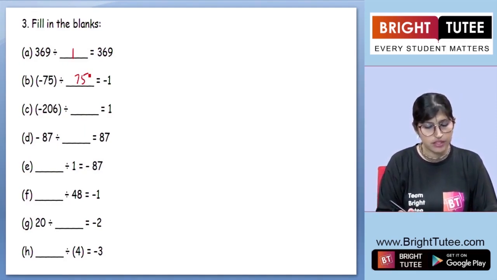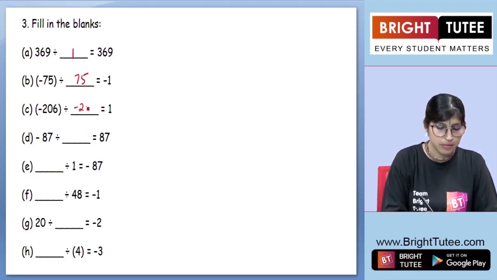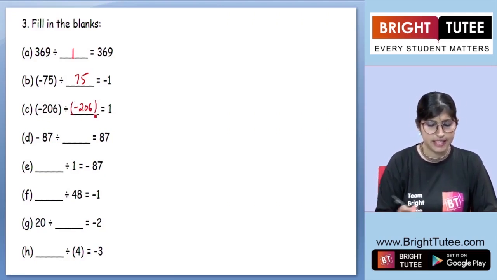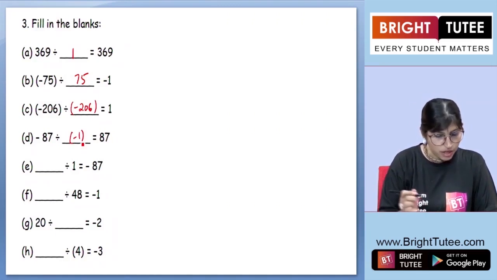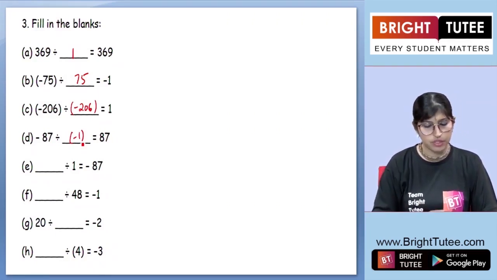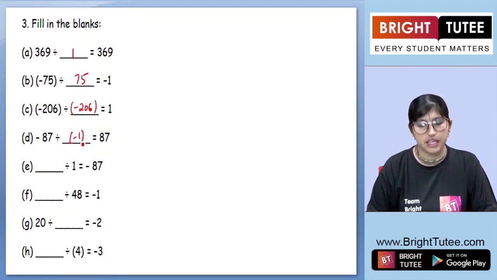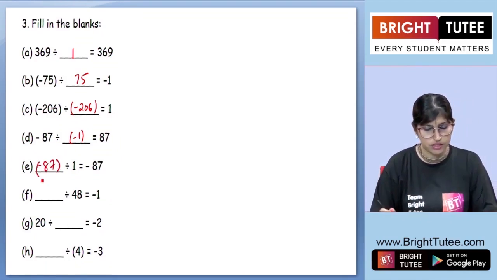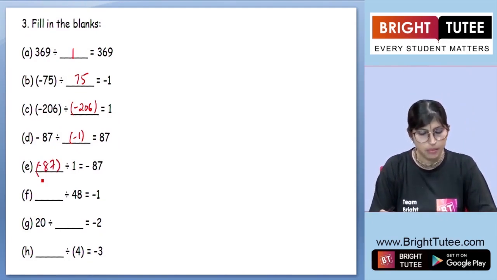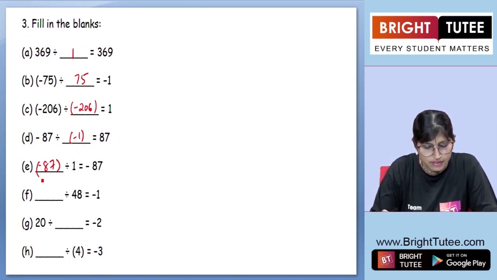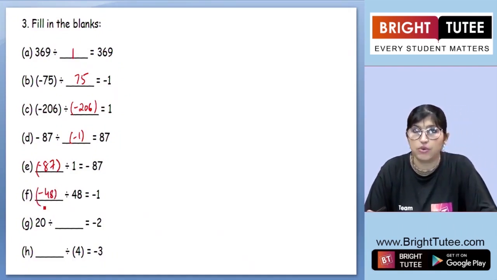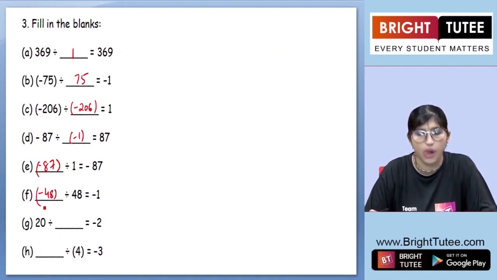Now minus 206 divided by what number to get 1? So we'll be dividing by the same number to get 1. Minus 87 divided by minus 1 to get 87, because once we divide by a negative, then only we'll get a positive integer. So we'll be writing it over here minus 87, because when this is divided by 1, we'll be getting the same number, which is minus 87. So minus 48 will get divided by 48 only to get the final answer as minus 1.